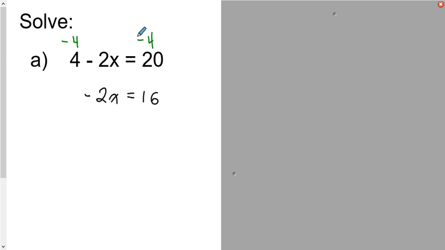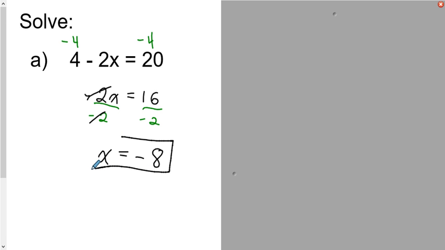What are we going to do next? x is being multiplied by negative 2. Well, let's undo that multiplication. Let's divide both sides by negative 2. The negative 2's are gone because negative 2 divided by negative 2 is 1, and we're left with x equals. Now, 16 divided by 2 is 8, but 16 divided by negative 2 is negative 8, because a positive divided by a negative gives us a negative. Okay, so that's our first one.